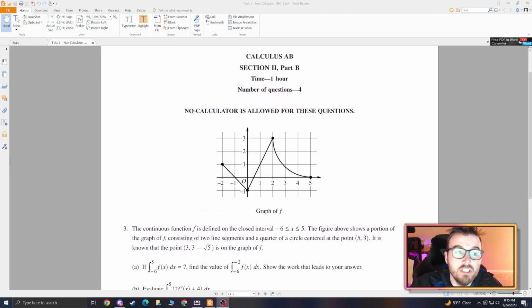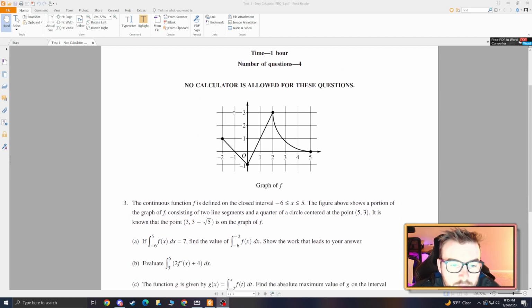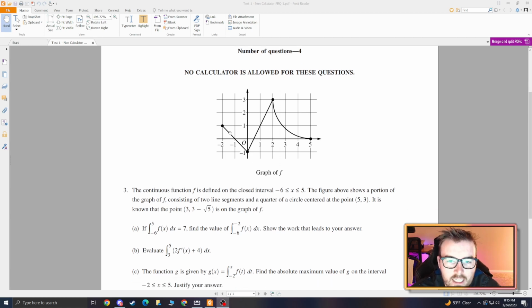All right, so looking at the question, they've given us the graph of f. So not a derivative, but simply the graph of f, which is cool. The continuous function is defined on the interval -6 to 5. That immediately is interesting because the graph doesn't go from -6 to 5, so there is a bit missing. The figure above shows a portion of the graph of f consisting of two line segments and a quarter circle. It is known that the point (3, 3 - √5) is on the graph of f.